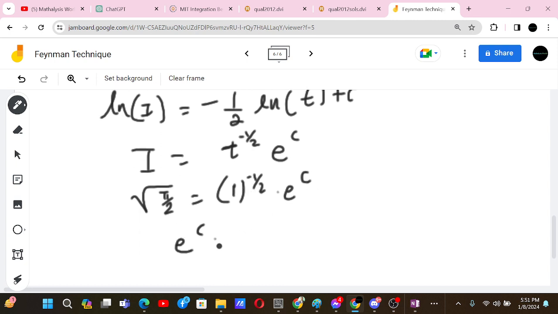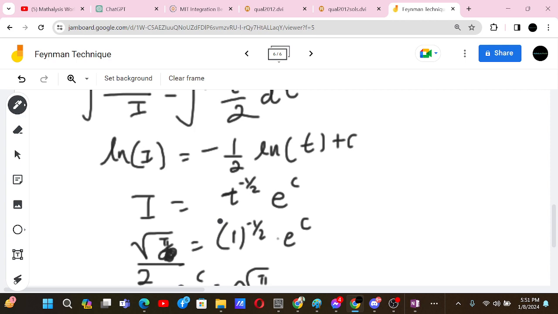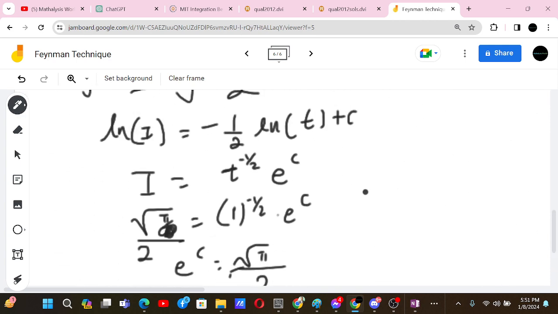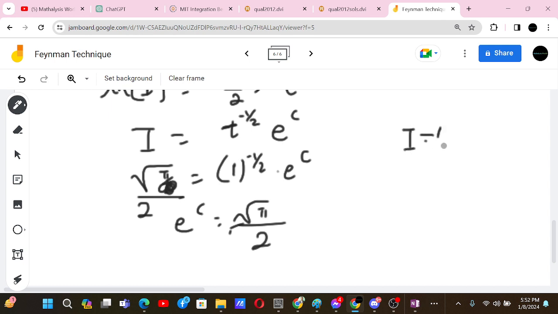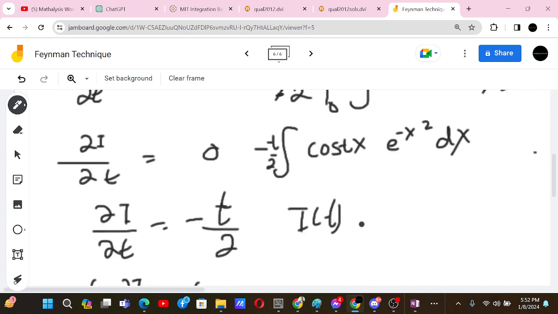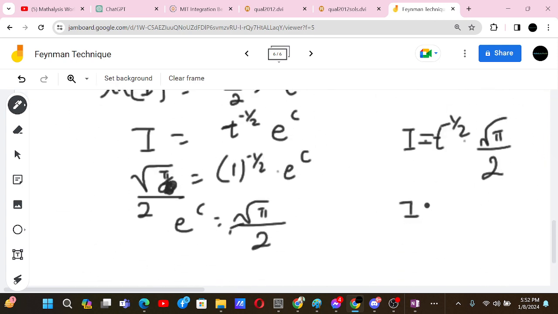So e to the power c is just root pi by 2, not inside the square root, the outside. Yeah, root pi by 2, fine. e to the power c is root pi by 2, so our I is 2 to the power minus 1 by 2 times root pi by 2. Now for this problem, our t is 5. So I will be root pi by 2 times 5 to the power minus 1 by 2.